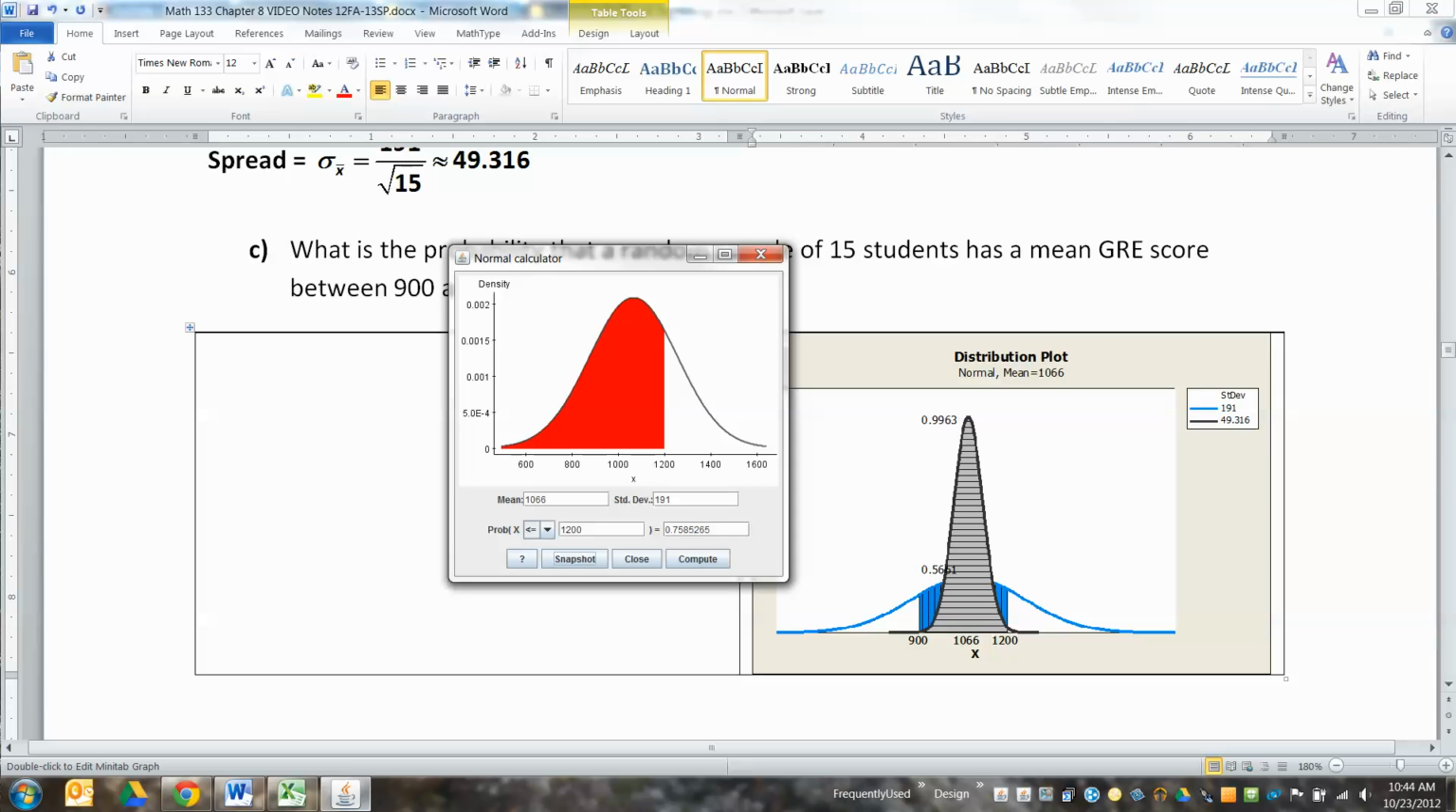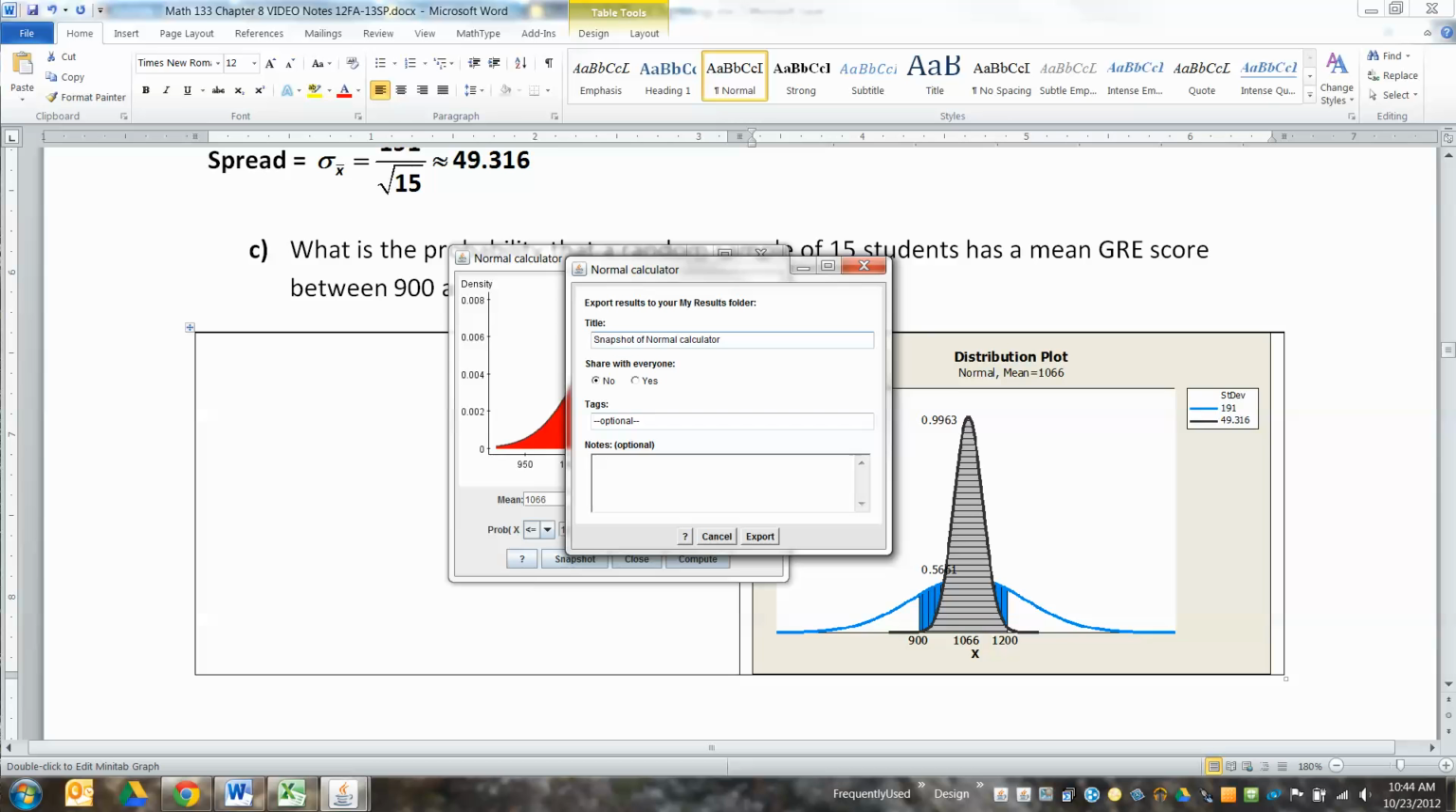Okay, so let's do this again. All right, we still got the 1066, but instead of 191, we want 49.316. Compute. See how high that is? See? Because there's only a tiny bit over here that's not covered. Take a snapshot. This was 8.1, example 2C, part 1.